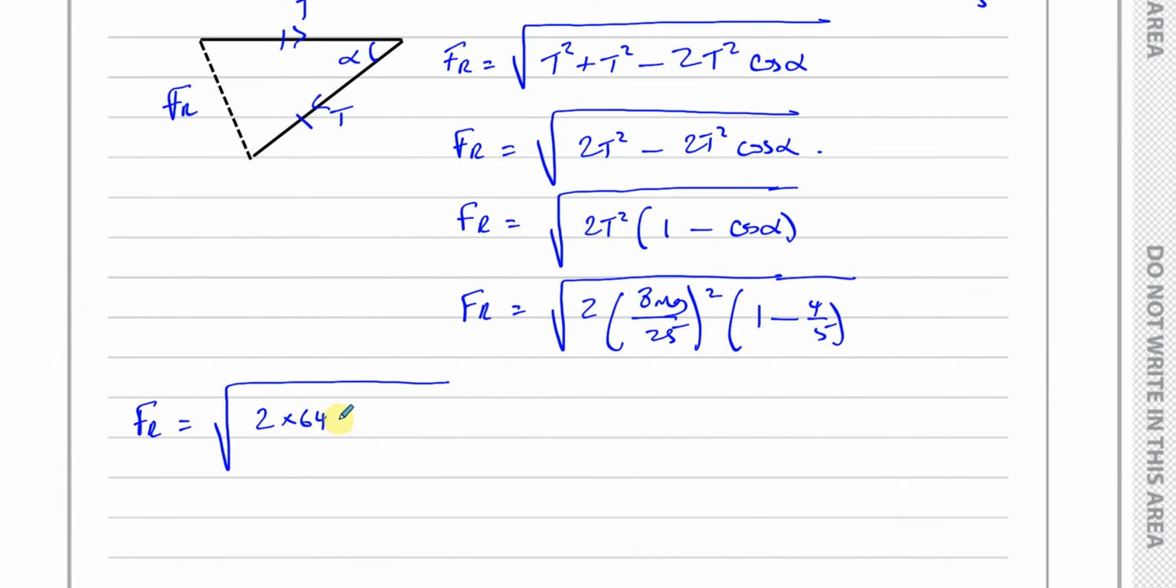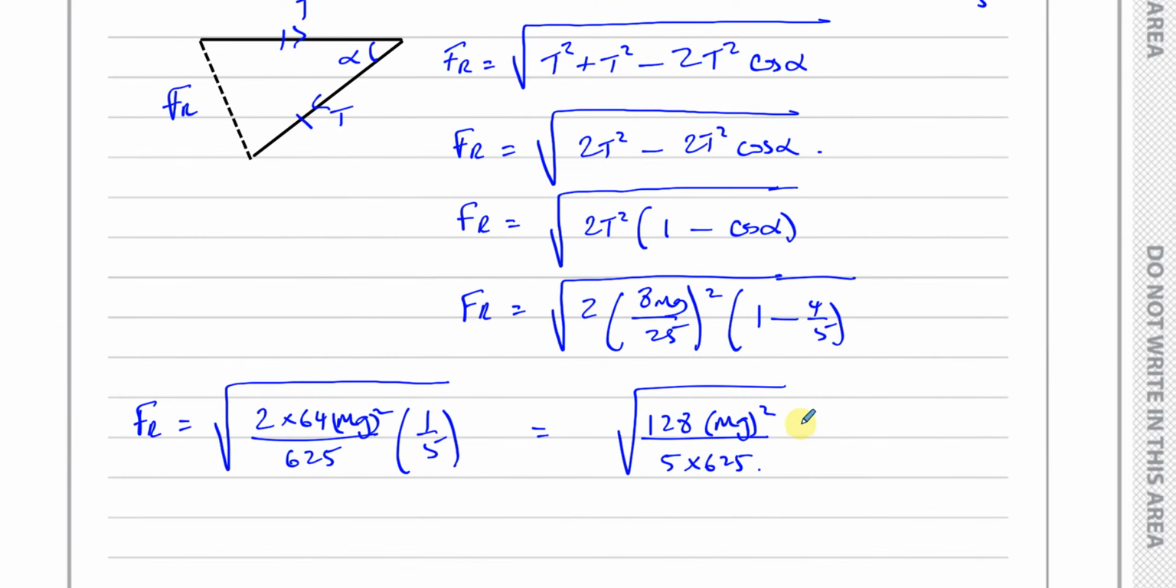That's going to be (mg all) squared. I'm going to square it at the end anyway, over 25 squared, which is 625, times 1 minus 4/5, which is 1 over 5. Okay, so let's just simplify that. That's going to be 128 times mg all squared over 5 times 625.